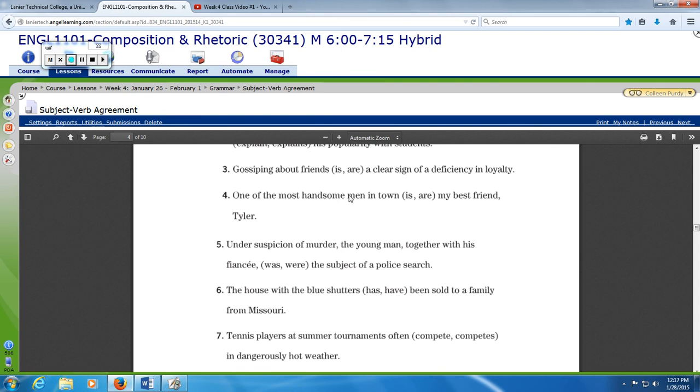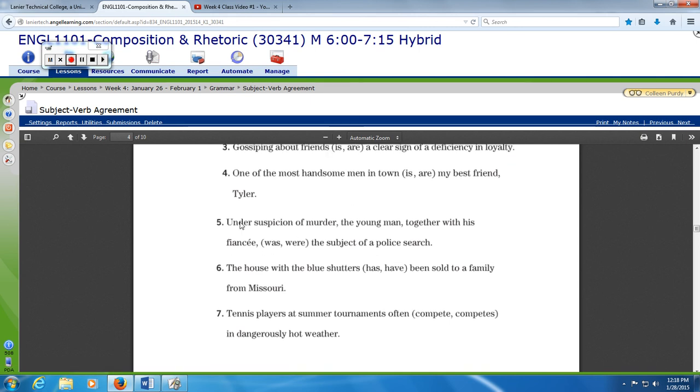Of the most handsome men, prepositional phrase. In town, prepositional phrase. So one is your subject, the pronoun one, and that's called an indefinite pronoun. And those are singular. So one is my best friend Tyler. Okay? Under suspicion of murder. Under suspicion of murder. Prepositional phrases.